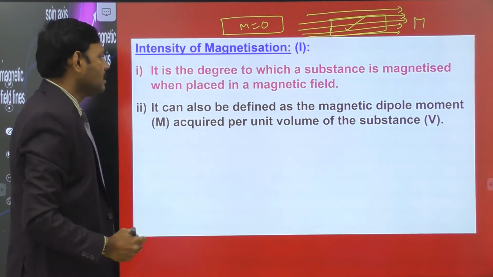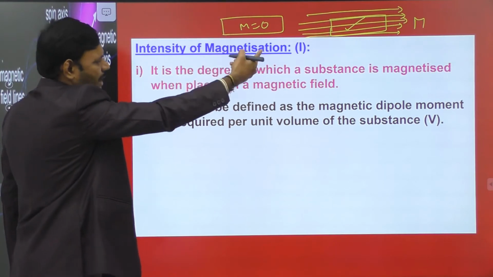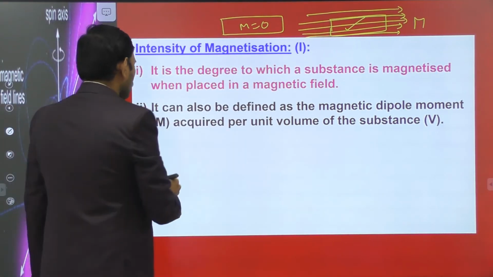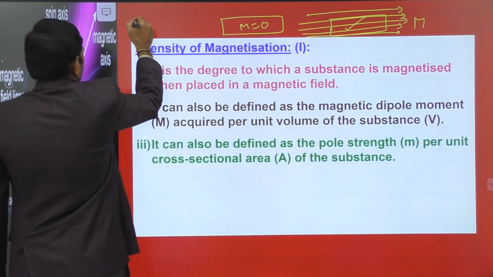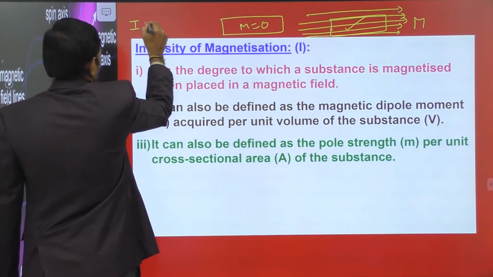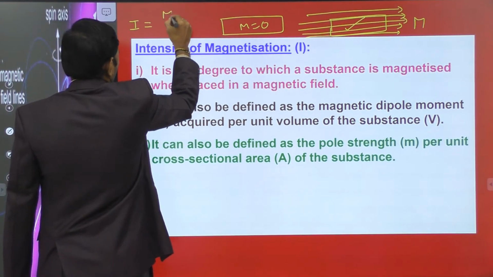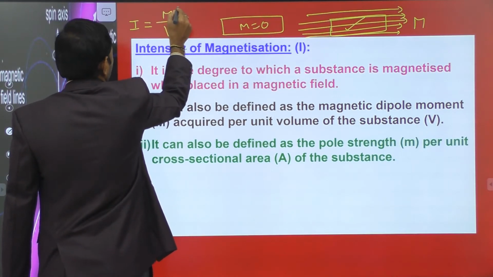It can also be defined as the magnetic dipole moment acquired per unit volume of the substance. So here this is the formula. Therefore I would like to write the expression for intensity of magnetization. Intensity of magnetization is the magnetic moment acquired by magnetic material per unit volume.